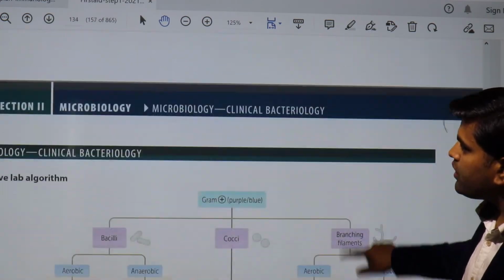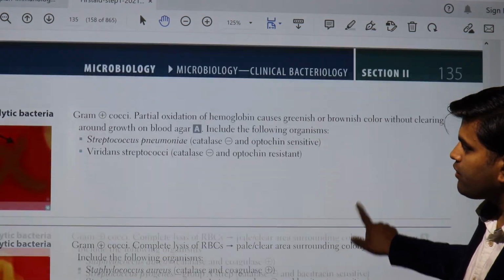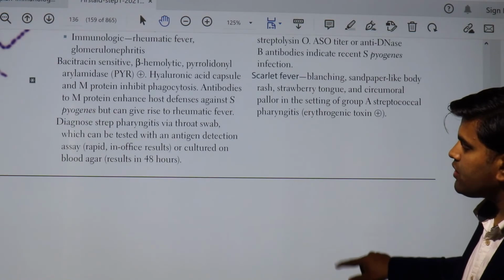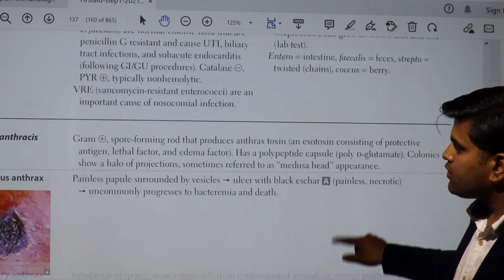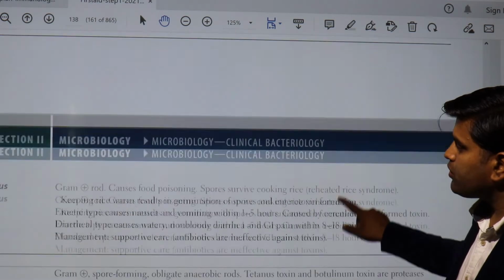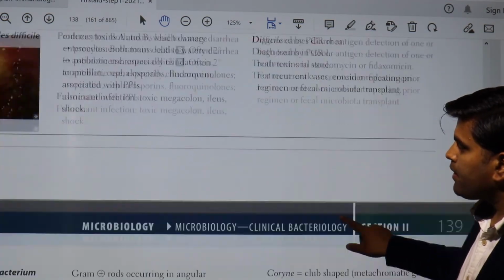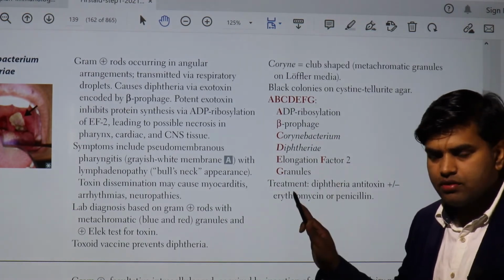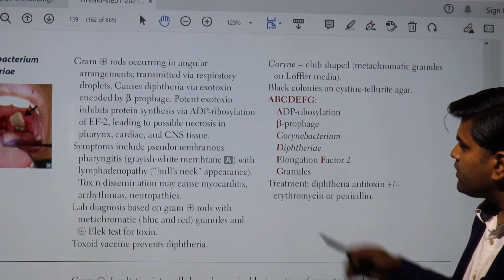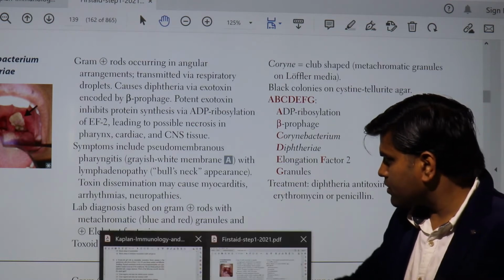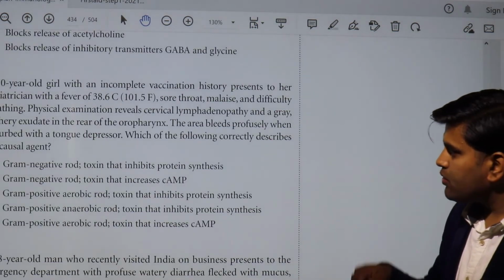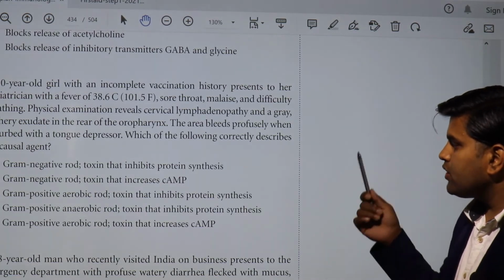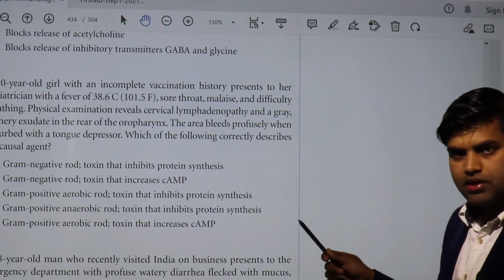So Corynebacterium diphtheriae is a gram-positive bacterium, and then you have to understand about the diphtheria. So let me take you over Corynebacterium diphtheriae, then you will understand what type of bacteria it is. Corynebacterium diphtheriae: what is the bacteria? These are gram-positive rods, and this is the main important point. Gram-negative rod, no. Gram-positive rod, yes, aerobic rod, yes, toxin that inhibits protein synthesis, yes, that is the important point.